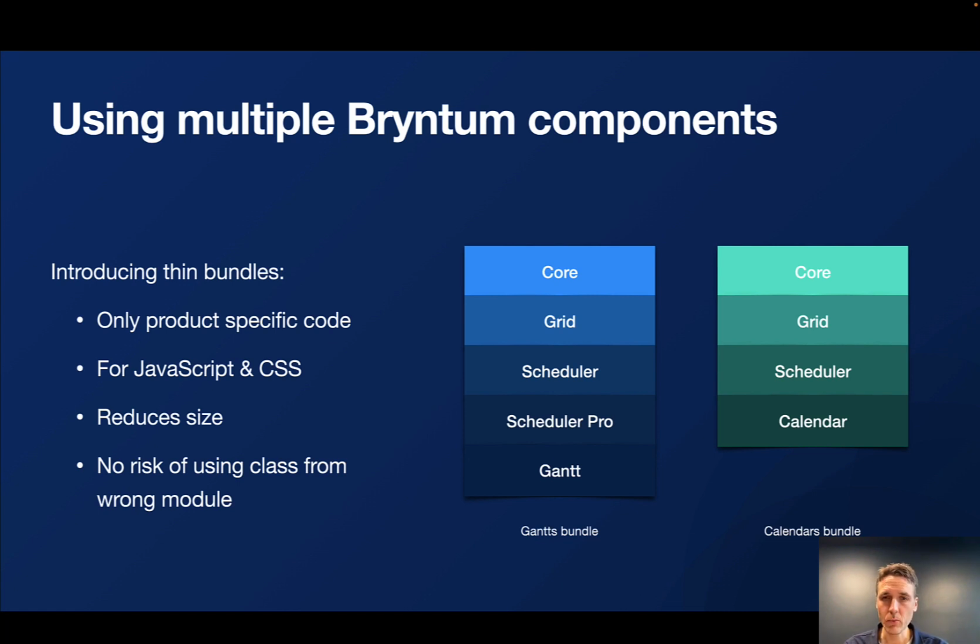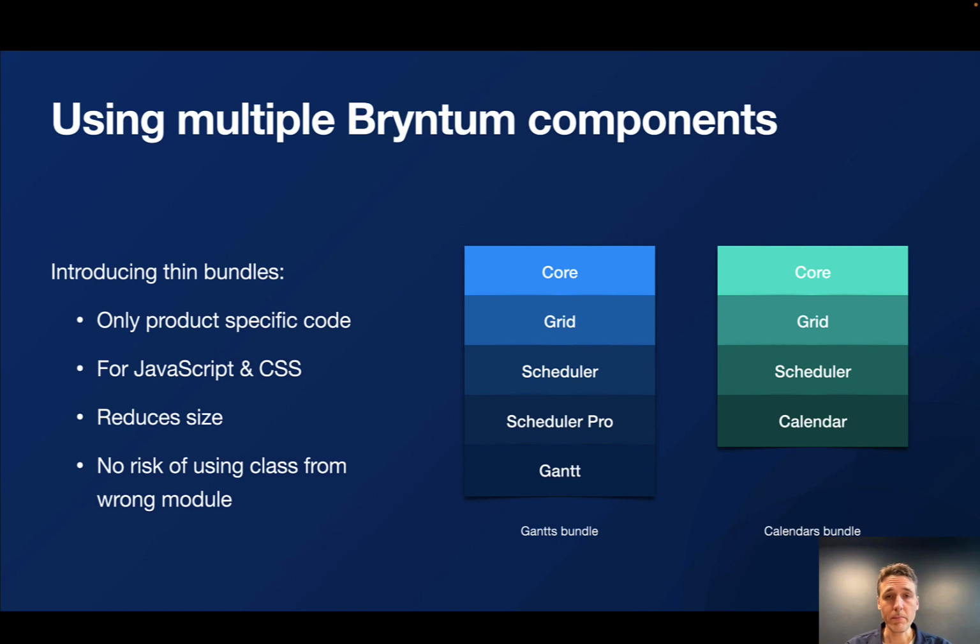will be downloaded twice. So for Gantt, for example, we have Gantt, of course, Scheduler Pro, Scheduler, Grid, and Core in the same bundle. And Calendar has Calendar, Scheduler, Grid, and Core. So Core, Grid, and Scheduler will be downloaded twice. This is true both for JavaScript and for CSS. So when combining multiple products, we are wasting bandwidth for the clients. The only viable solution to this in the past has been to build custom bundles from sources, but that's not trivial.